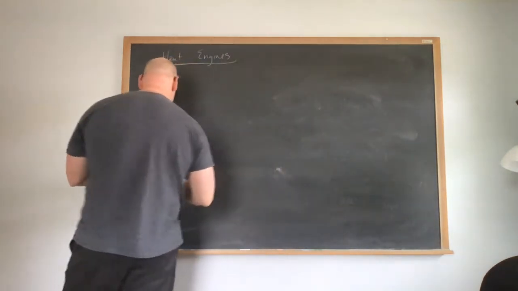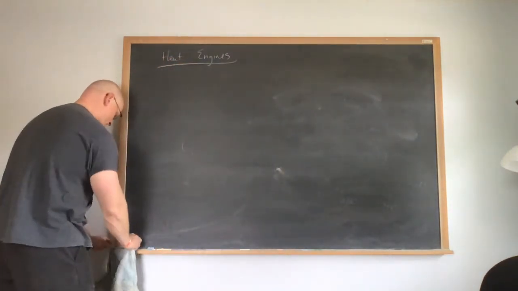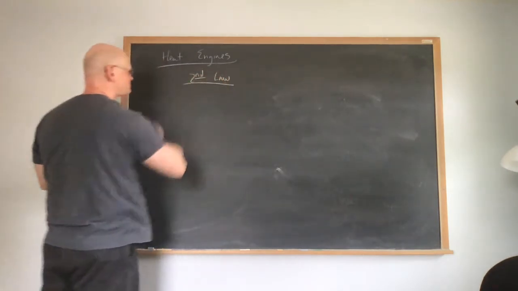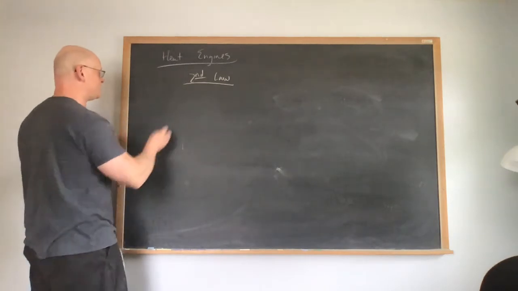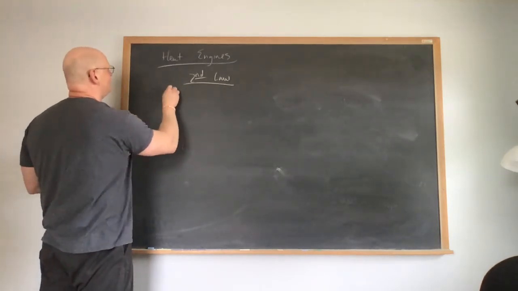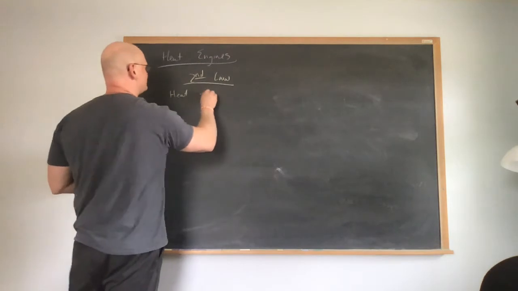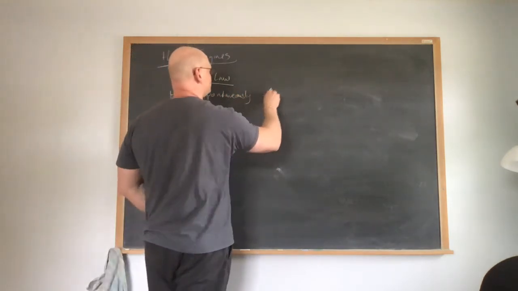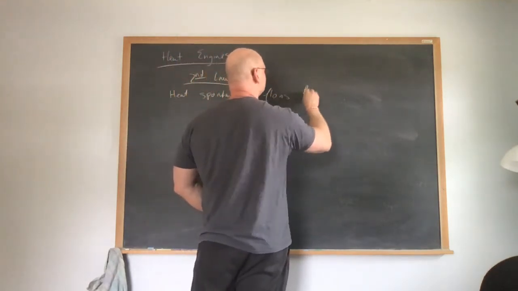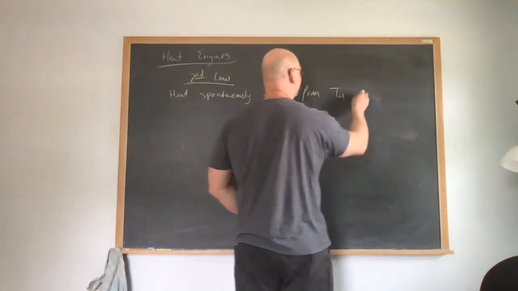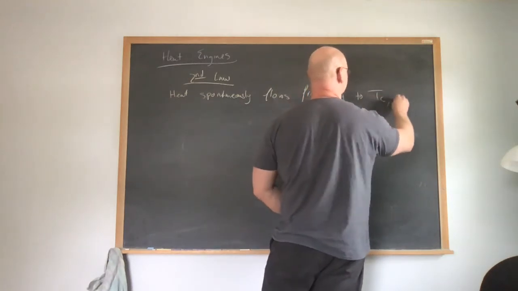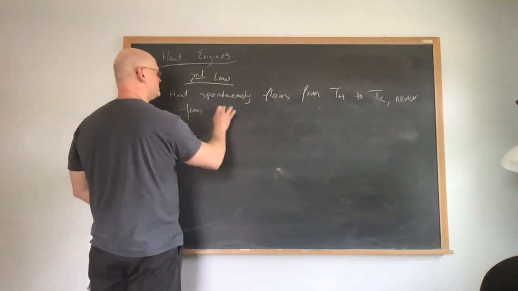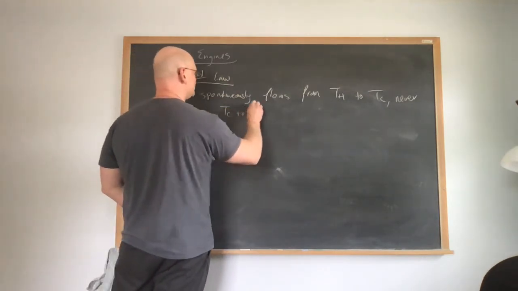So let's talk a little bit about the second law of thermodynamics. The second law of thermodynamics basically says that heat spontaneously flows from T hot to T cold, never from T cold to T hot.